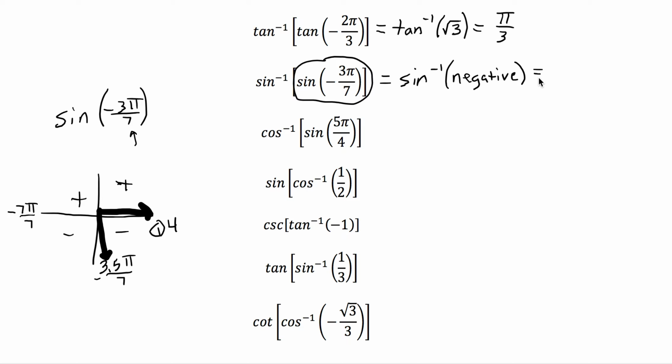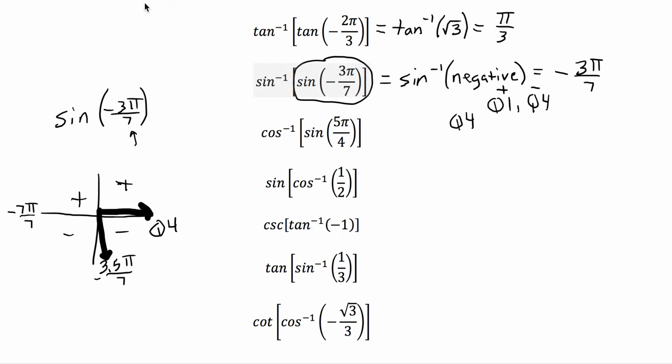All right, so now I'm doing an inverse sine of something that's negative. So I know that on my inverse sine, I'm limited to quadrants 1 or 4. That's my restriction. 1 is positive, 4 is negative. So I'm saying, okay, I need to be in quadrant 4, but guess what? I'm already in quadrant 4 with this angle, so my angle is not going to change. All right, and so my answer will just be negative 3 pi over 7.